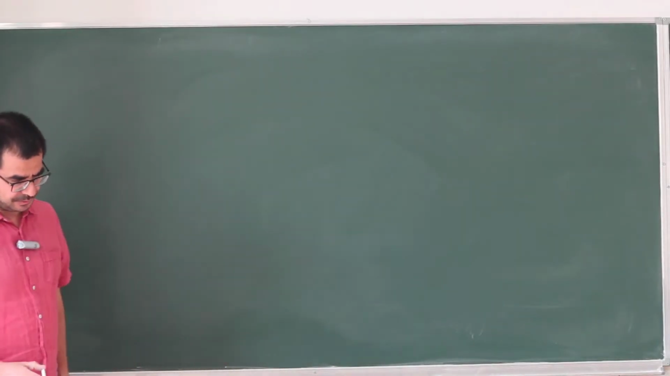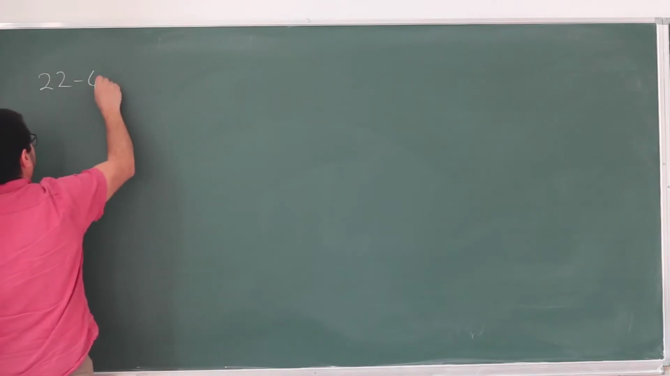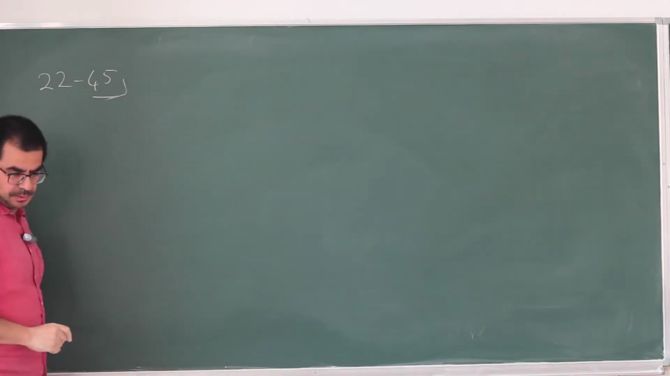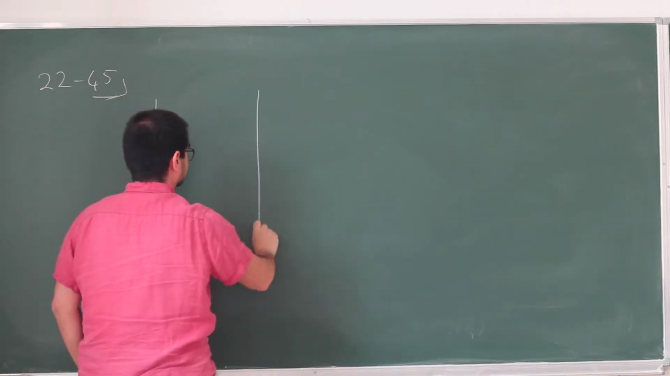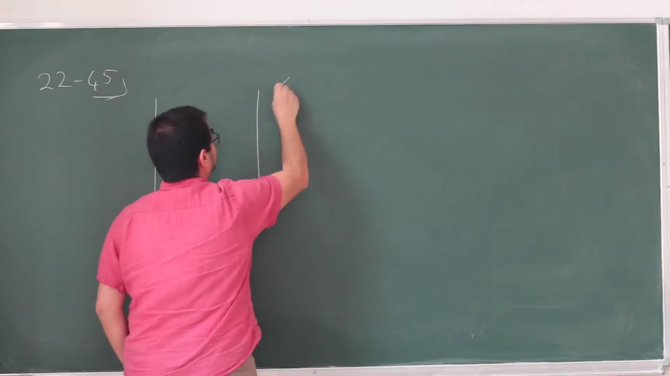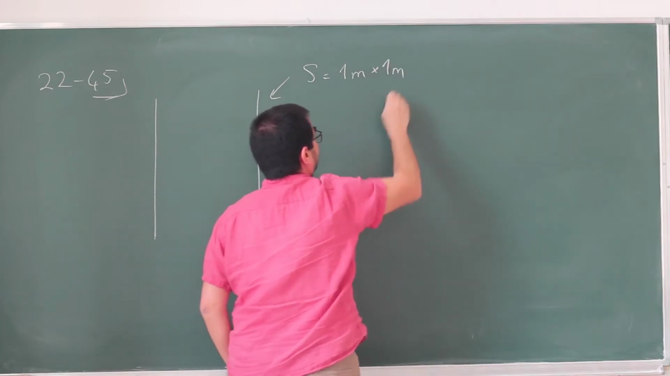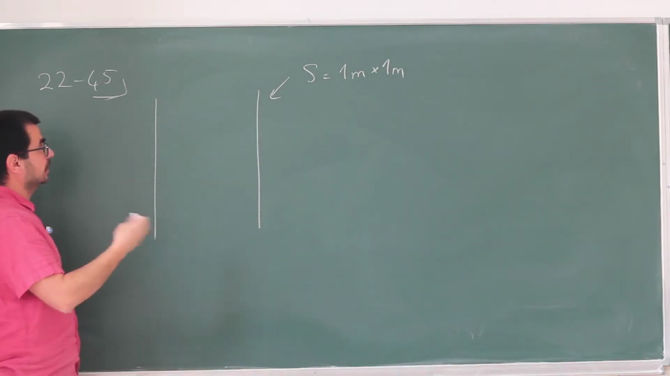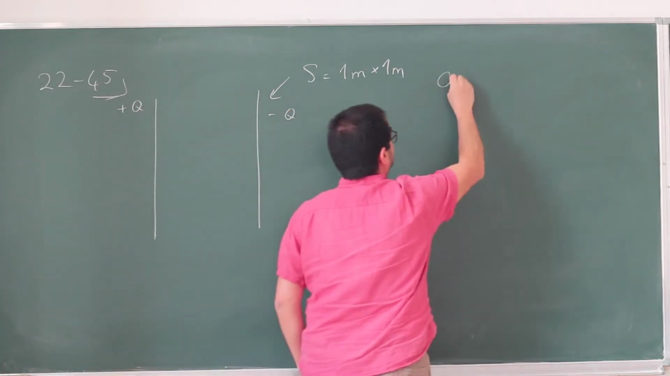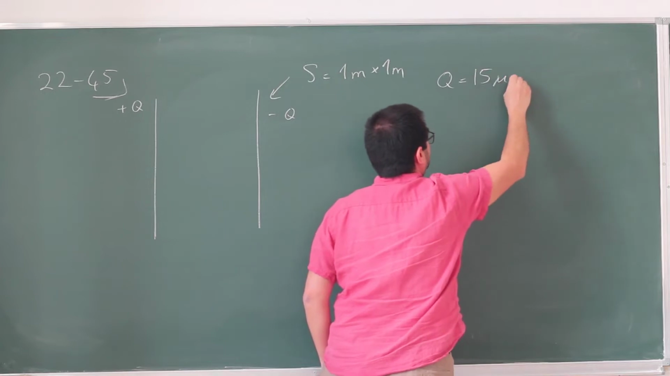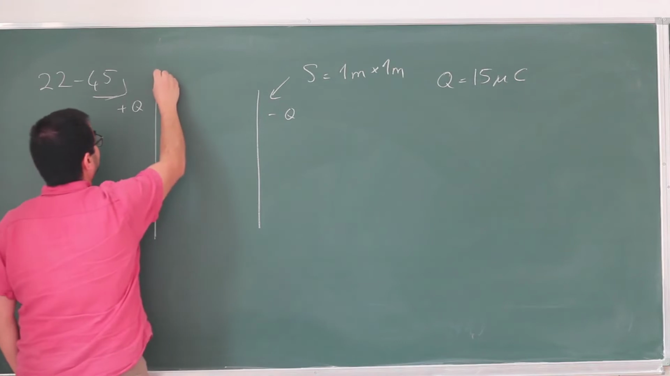So in this video, I'm going to look at problem 45 from chapter 22. In this problem, we are given two thin slabs, two thin plates of charge. Their surface area is 1 meter by 1 meter, and there are equal and opposite charges on them, plus Q here, minus Q. Q is 15 microcoulombs, and their separation is given to be 5 millimeters.